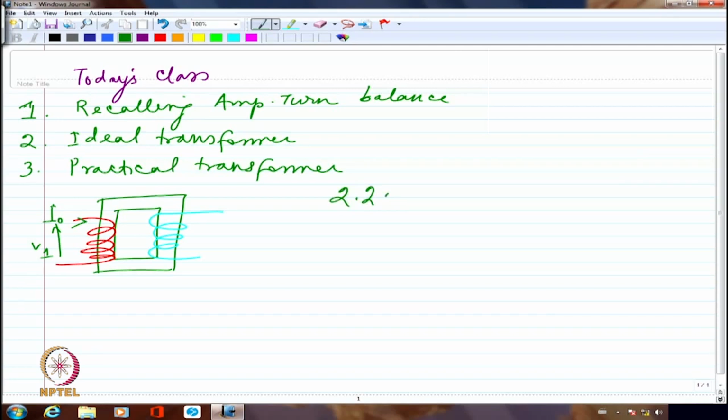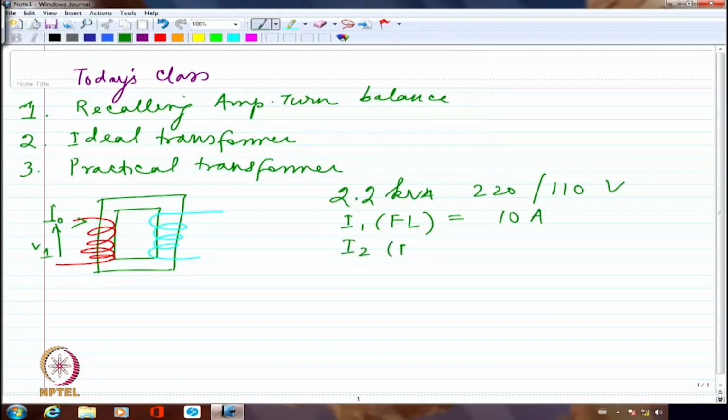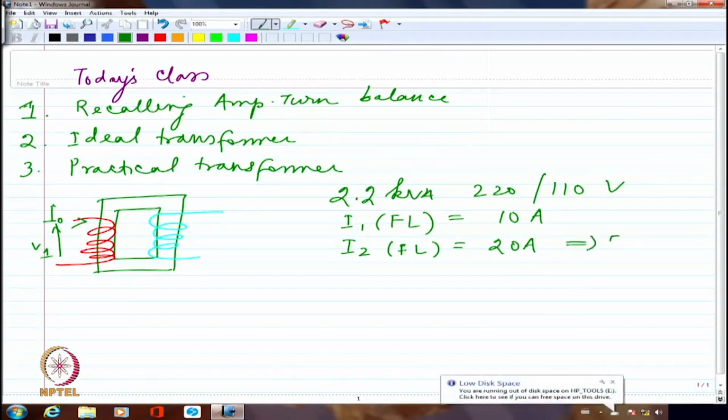The primary side full load or rated current will be 2200 divided by 220, which is about 10 amperes, and the secondary full load current will be 2200 divided by 110, which is 20 amperes. So in all probability I should be connecting a load of 5.5 ohms on the secondary side. 110 divided by 5.5 will give me 20 amperes of current, right?